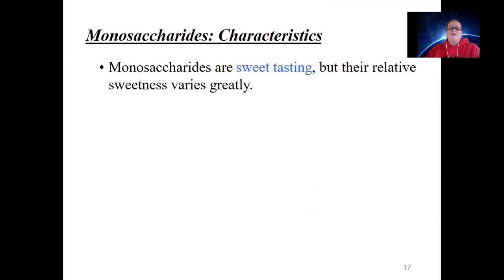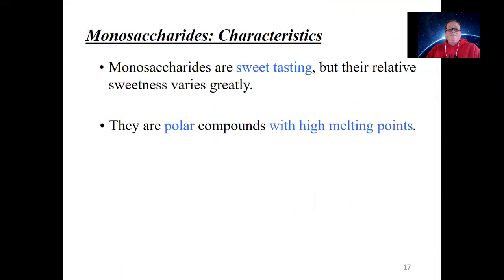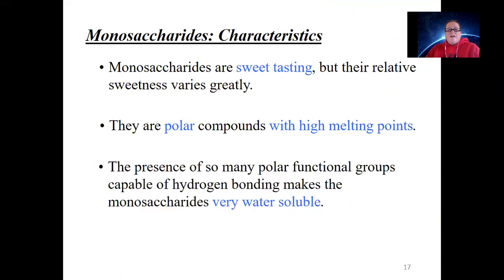Characteristics next. Monosaccharides are sweet tasting. Their relative sweetness varies greatly. They're very different in terms of the degree of sweetness. They're very polar compounds because of all of those hydroxy groups. And because there are so many polar functional groups, they can undergo extensive hydrogen bonding, which makes monosaccharides in particular very water soluble. They are small, with ample hydrogen bonding with all those OH groups.